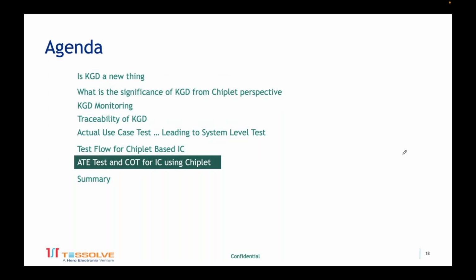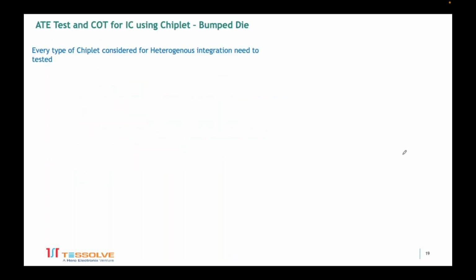The next slide, I will go a little deeper, but we can take our time to go deeper or quicker, depending on how it goes. I think we have another 10-15 minutes. Let me cover this a little bit. I have taken this from our use case, real application data, so I'll show some of it. Every chiplet considered for heterogeneous integration needs to be tested, so it is going to add cost.